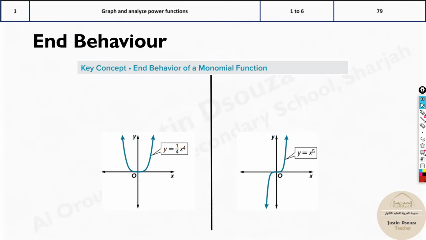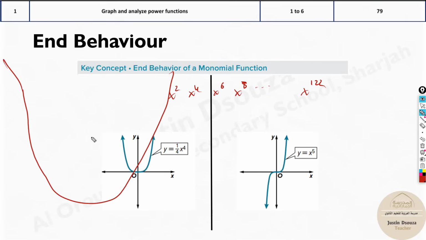Look at these two graphs. The first one is similar to a parabola and the second one is like a cubic function. All the even powers, x squared, x power 4, x power 6, x power 8, it can be any power, x power 122, if it's even, it will be similar in shape to a parabola. It might vary in thickness, it might be flat and then come up, but it's similar to this.